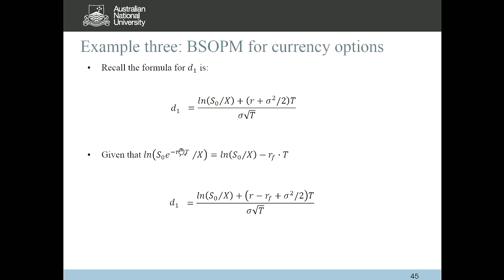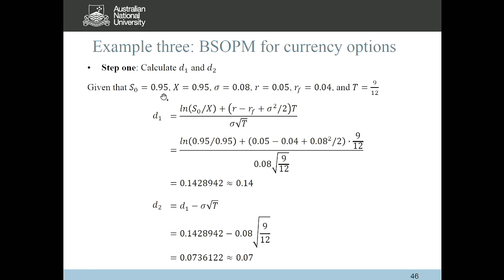As I mentioned before, if we take into account the income yield, which is the foreign risk-free rate, the minus rf will just go to the right-hand side of the bracket and become the domestic rate minus the foreign risk-free rate. Then we can use this formula to calculate our D1, D2. Then we can find the corresponding probability to work out the call option price, right?